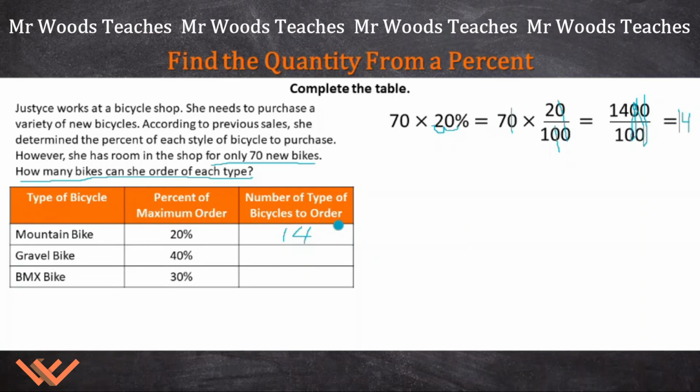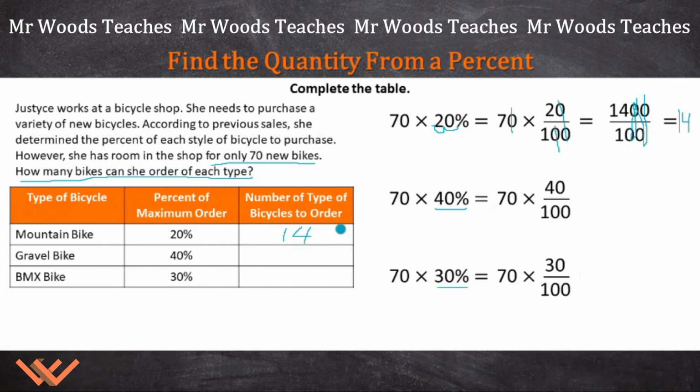Pause the video to see if you can set up the equations to determine the number of bicycles that Justice needs to order. Welcome back. Let's see how we can set up the other equations. As you can see, it's just changing the second number right here. So we have 40% for the gravel bikes and 30% for the BMX bikes. Now, what's the next step? The next step is to take it out over to 40 hundredths and 30 hundredths for this equation here.